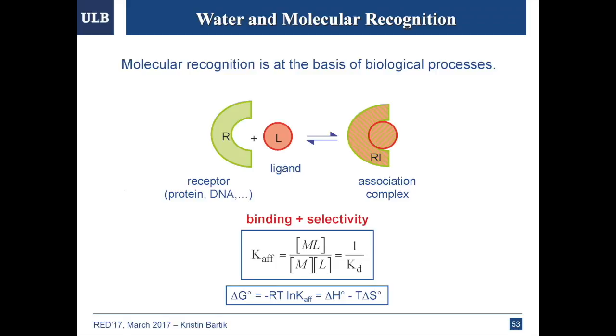So if we go back here, we're going to take what I called a receptor molecule with a ligand. The receptor could be a protein, could be DNA, could be any other type of entity you might want to put over here, a carbohydrate if you want to call it that. The receptor, you have your ligand over here, and you form your association complex.